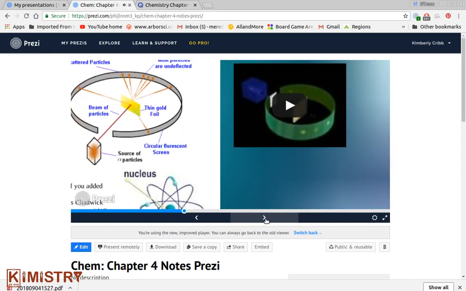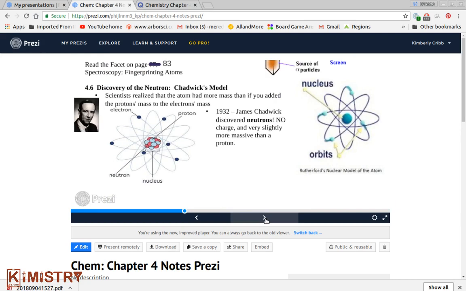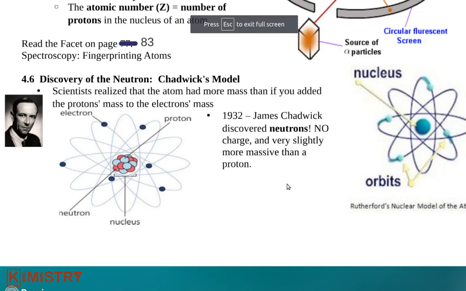Okay, that's how they figured it out. So that's the gold foil experiment. That's important for you to know. Okay, so that brings us to this part of our notes, the discovery of the neutron by Chadwick. All right, there's Chadwick. In 1932, James Chadwick discovered neutrons. Basically, what happened was they could add up the mass of the proton and electron, and the atom was heavier than that. So they knew there had to be something else there, and so they figured out where neutrons were in the nucleus of an atom.